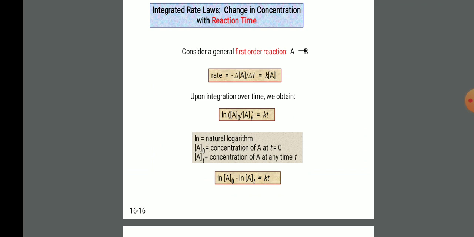Upon integration over time we obtain ln(A0/At) = kt. Ln is the natural logarithm, A0 is the concentration of A at time t equals 0, and At is the concentration of A at time t. Ln A0 minus ln At equals kt. This is the integrated rate law.